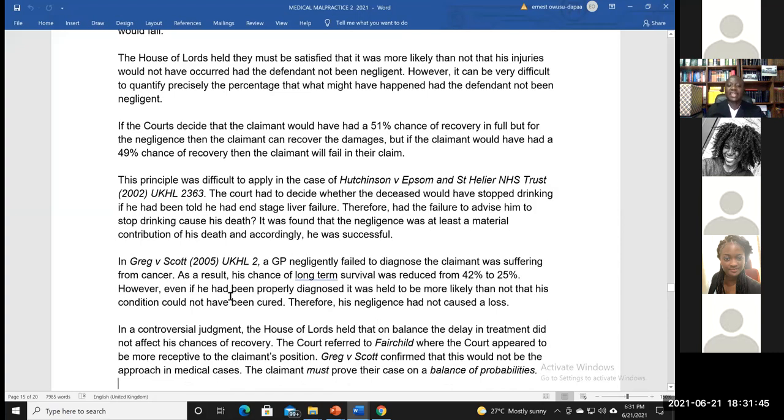Similarly, in Gregg against Scott, and some of you have been asked to work on these cases, the doctor negligently failed to diagnose that the plaintiff or the patient was suffering from cancer. As a result, his chance of long-term survival was reduced from 42% to 25%. However, even if he had been properly diagnosed, that is, diagnosed earlier, it was concluded that it was more likely than not that his condition would not have been cured. And for that matter, the negligence had not caused his loss of chance.